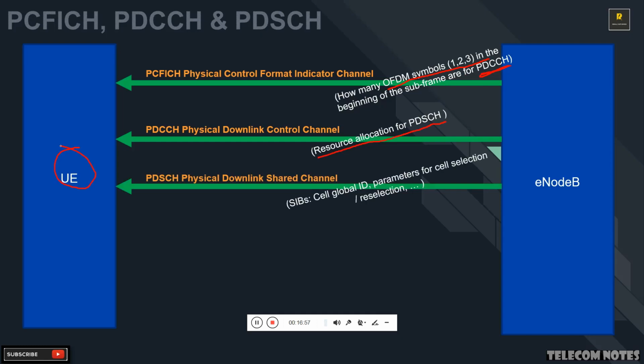Now in case of PDSCH, physical downlink shared channel, it carries SIBs, cell global ID, and it will tell you about the parameters for cell selection and reselection. So after this procedure the UE will go for cell reselection as well as cell selection.